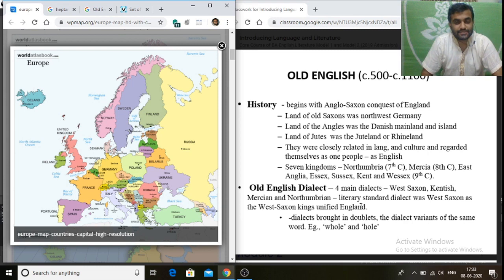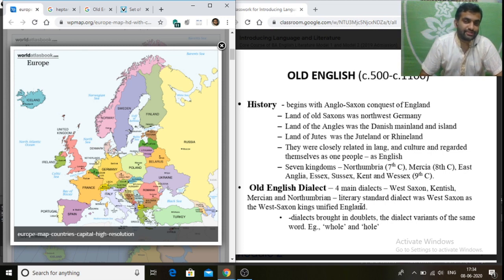Today, in this presentation, we'll be looking at the Old English period. You can see the slides, I hope. The Old English period is between 500 to 1100 AD.